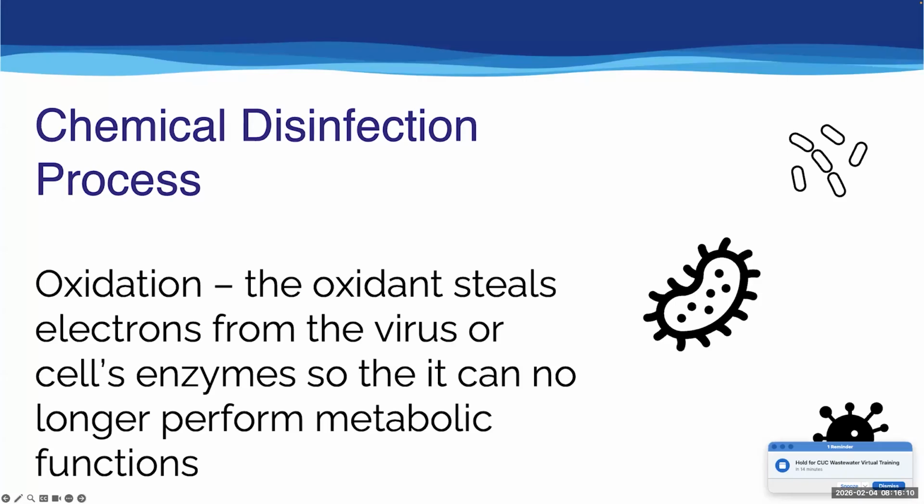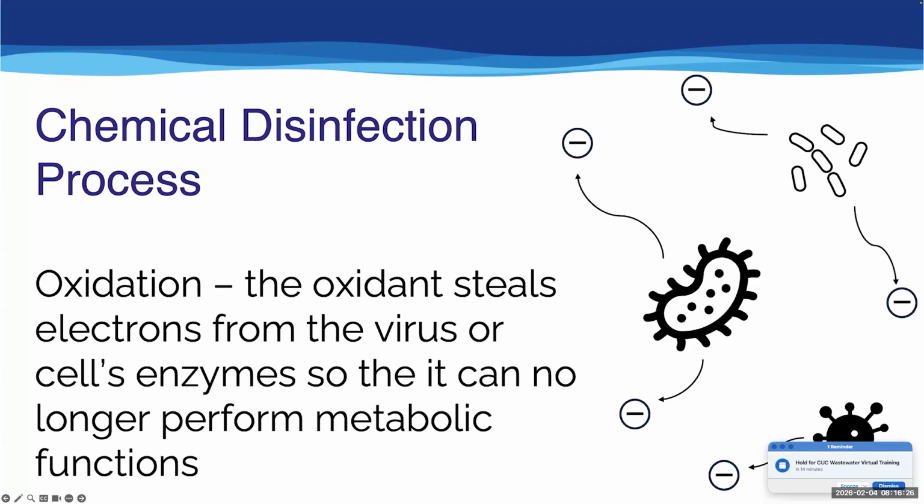Chlorine is an oxidant. Basically the process it goes through is oxidation. And what that means, remember from chemistry, we've got electrons spinning around the outside of atoms. Under the right circumstances, what it does is it steals electrons from the cells or viruses, and that theft of the electrons is essentially what makes them inert. Again, it doesn't necessarily kill them, but it makes it so they can't function properly anymore or reproduce.